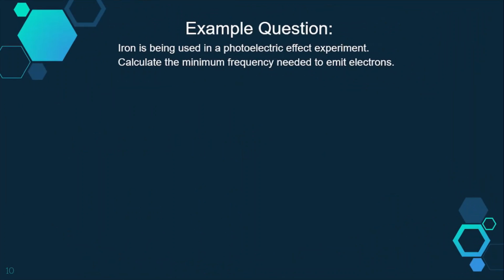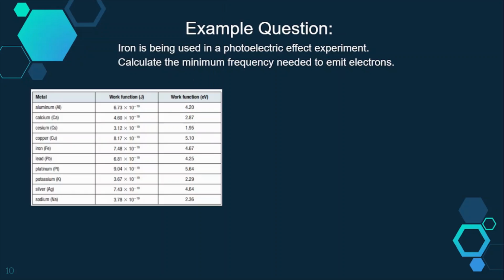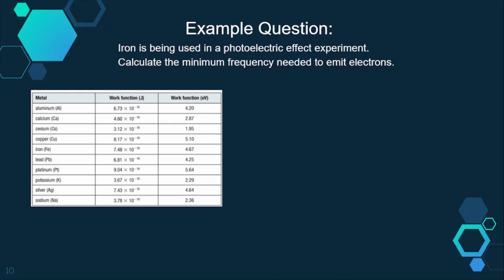Now let's do an example question. Iron is being used in a photoelectric effect experiment. Calculate the minimum frequency required to emit electrons. Now using this list of work functions for metals, let's just solve. Using the equation born from Einstein's theory of light and Planck's hypothesis, we can solve easily. Now let's just use the work function of iron in joules here, and we can see that iron's work function is 7.48 times 10 to the negative 19 joules.